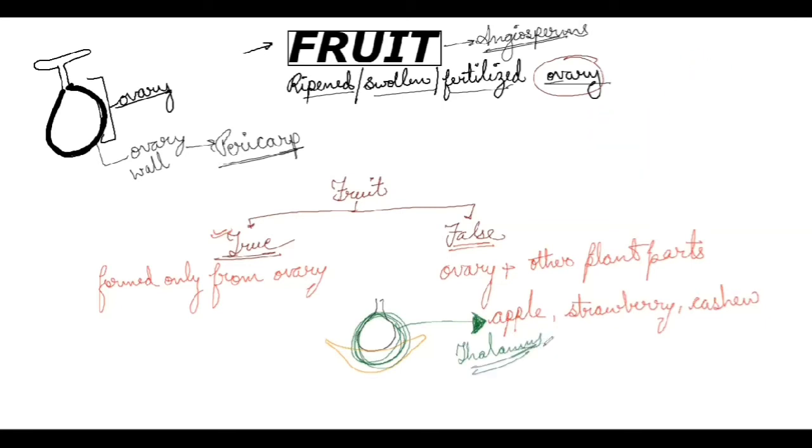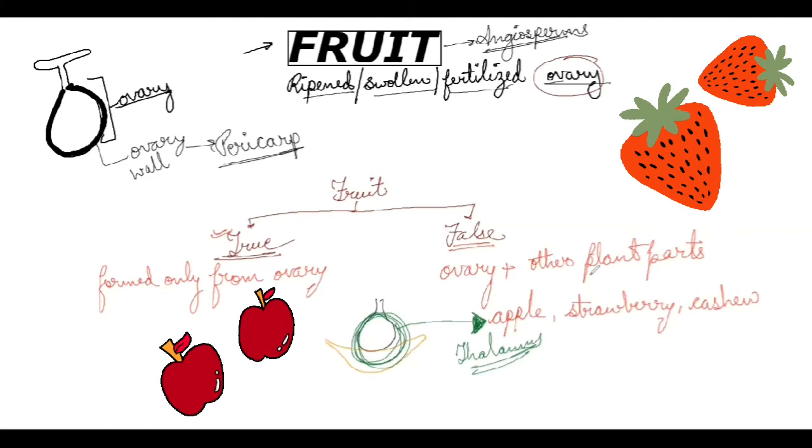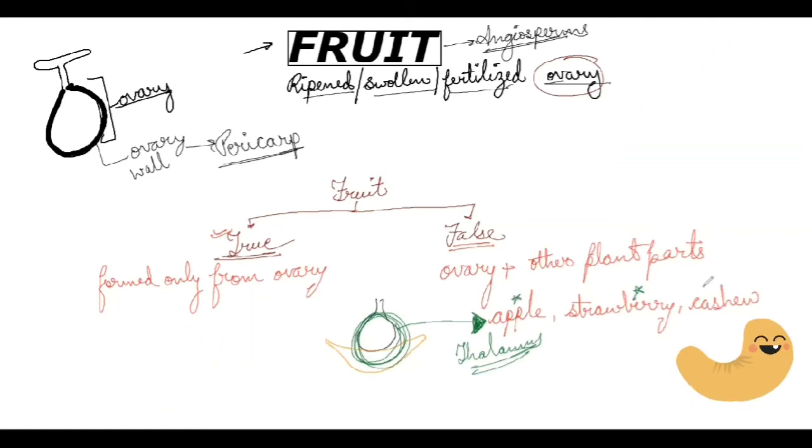So remember, there are fruits which are formed from parts other than the ovary also. Such fruits are known as false fruits. Three examples are there which you need to remember. One is apple, very easy for you. Another one is strawberry, and the last one is cashew. Clear? So this was one classification about the fruits we have got.